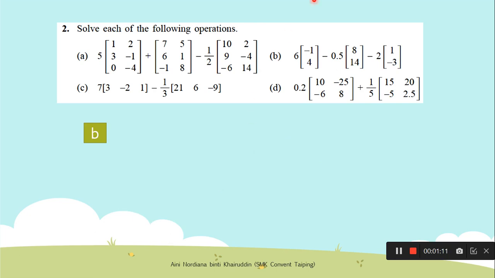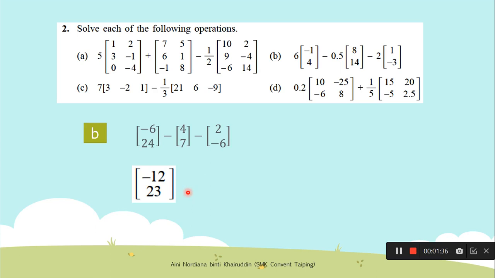Next, for question B, multiply this matrix with 6, this matrix with 0.5, and this matrix with 2. So you will get this answer. Then just perform the addition and subtraction. So you'll get this answer. So this is the final answer for B.